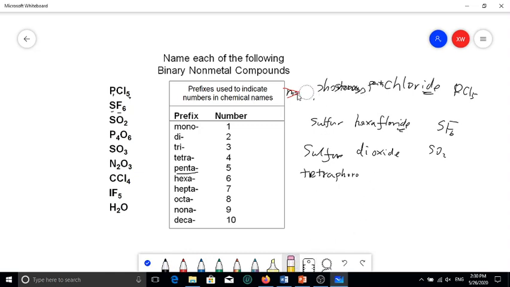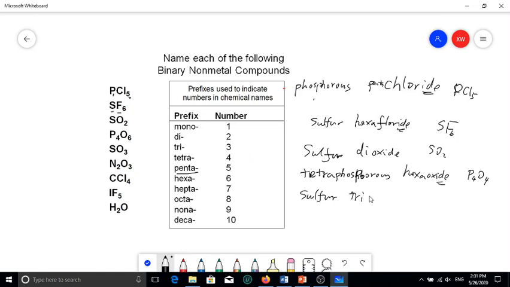Same thing here. Tetraphosphorus, and tetraphosphorus with 6 oxygen. Number 6 is hexa, so hexaoxide. The prefix in the element name is one word: P4O6. Next, SO3. Sulfur with 3 oxides is going to be trioxide. Next, N2O3: dinitrogen trioxide. So 3, and the N2O3.